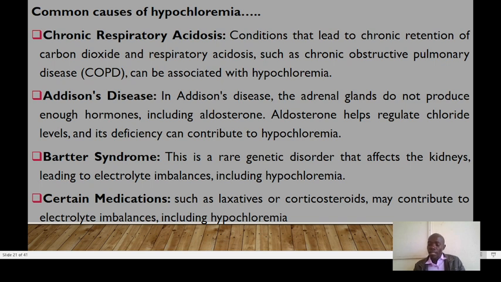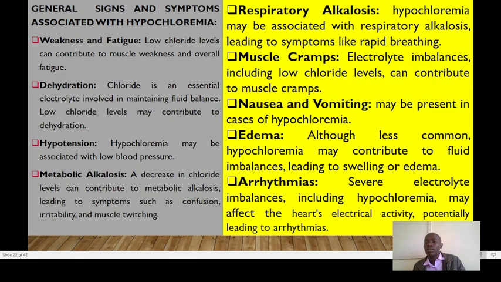Then you have Bartter syndrome. This is a rare genetic disorder that normally affects the kidneys, leading to electrolyte imbalance, including hypochloremia. Certain drugs, such as laxatives and corticosteroids, may contribute to electrolyte imbalance, including the hypochloremia that I have just mentioned. So patients with hypochloremia will be weak and fatigued.